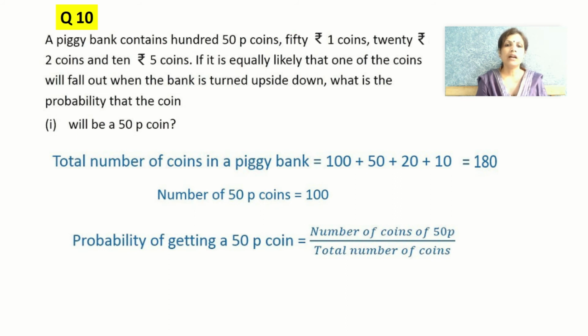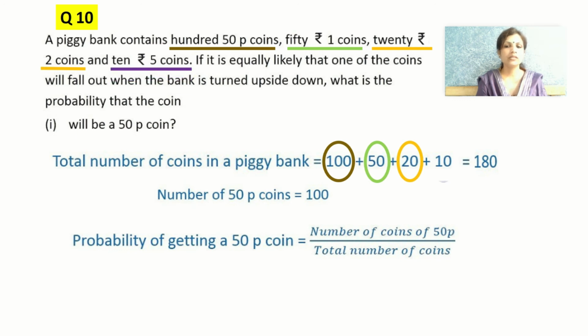We have 100 50 paise coins, we'll write that as 100. We have 50 rupees 1 coins, so 50 coins. We have 20 rupees 2 coins, so we'll write 20. And there are 10 rupees 5 coins, we'll write 10. If you add all the coins together, you get 180 coins. So in the piggy bank, there are 180 coins.